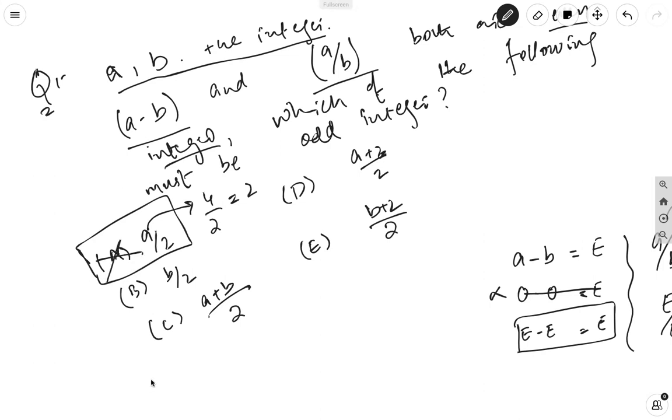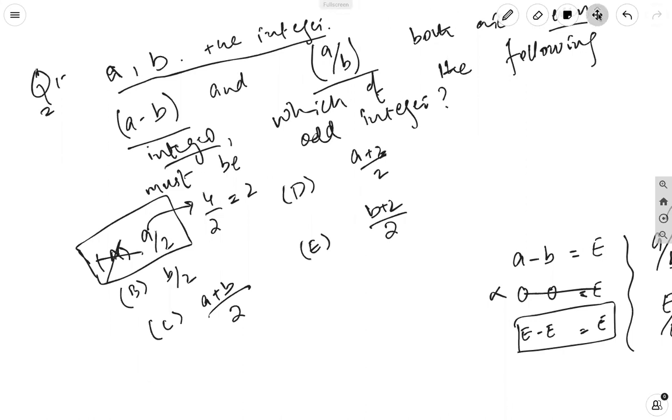Anyone with me? Yes. I'm trying to build your logical base. That's why I am still moving with generic terms. If I start solving by taking values, you won't be able to conclude that way. That's why I'm just using generic terms.